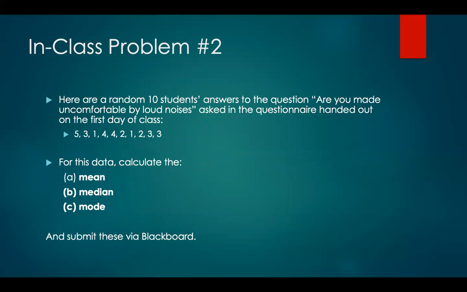So here are 10 random students' answers to the question, are you made uncomfortable by loud noises? Asked in a questionnaire handed out on the first day of class a few semesters ago. And these scores are 5, 3, 1, 4, 4, 2, 1, 2, 3, 3. I'd like you to go into Excel and calculate the mean, median, and mode for this range of scores. Once again, you do not have to submit this over Blackboard. This is simply for your own practice. I'd like you to pause the slideshow here and do this just to get some more practice with calculating measures of central tendency.